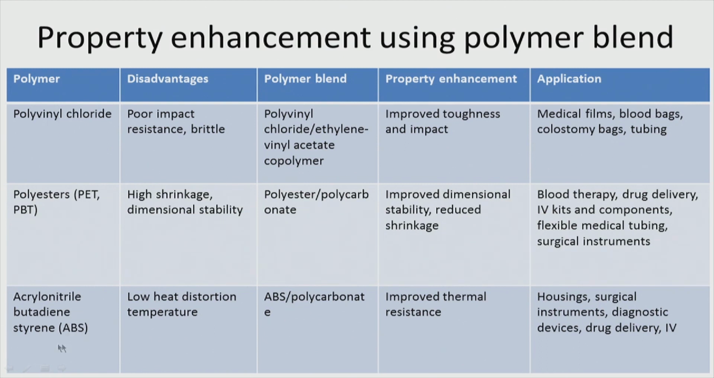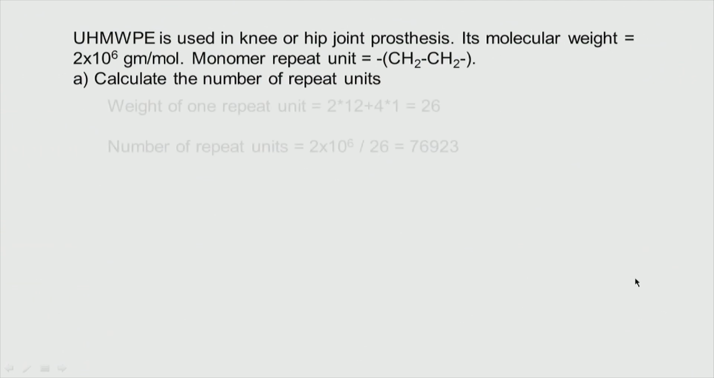Acrylonitrile butadiene styrene, this is like a rubber. Okay. It is low heat distortion temperature. So, they add polycarbonate. Polycarbonate has very good temperature resistance. So, of course, then we can use it for housing of material, surgical instruments, diagnostic devices, drug delivery, and so on actually. Okay.